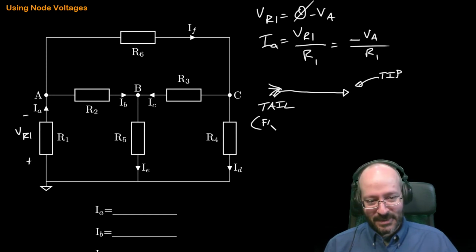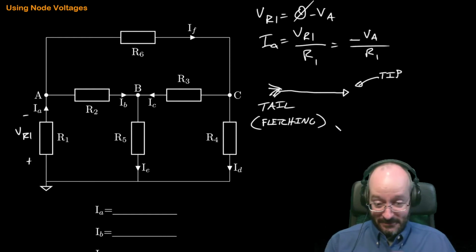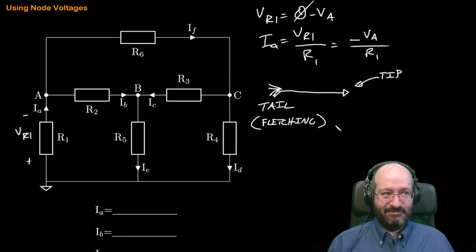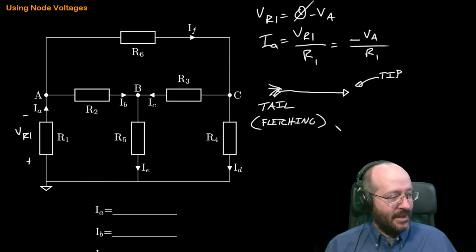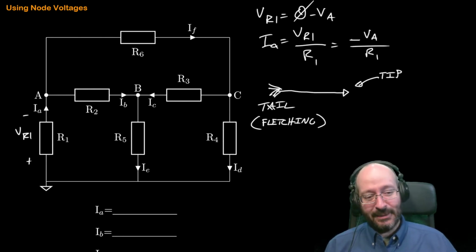Somebody once corrected me in class. I can't even remember who it was, but they said, well, actually it's called the fletching. I don't know. I'm not a big bow and arrow archery enthusiast. It's called the fletching. I'm going to say tip, and I'm going to say tail.